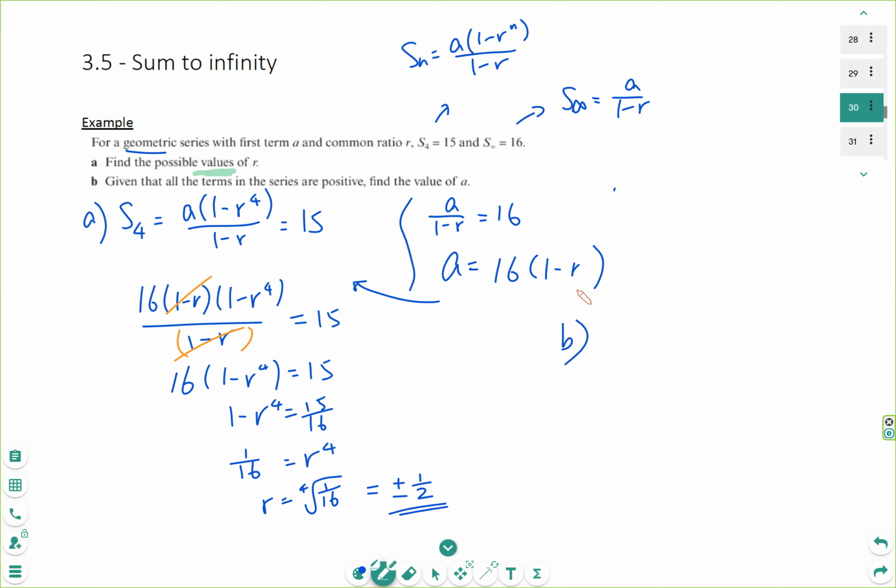Part B. Given that all the terms of the series are positive, they're telling you R is positive. So R is a half. Find the value of a. So a equals 16 times 1 minus a half. So a equals 16 times a half, which is 8. All right? So it's just a mixture of different kinds of questions we're looking at here.